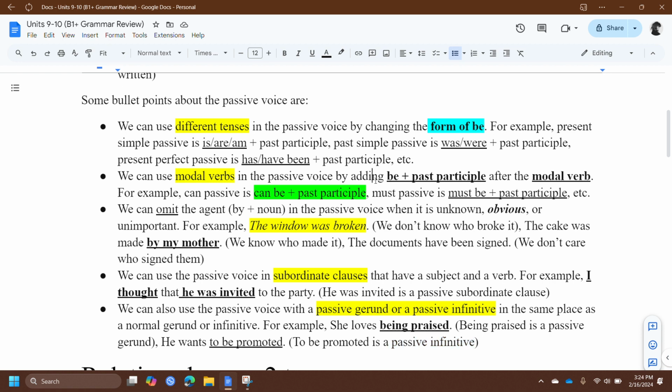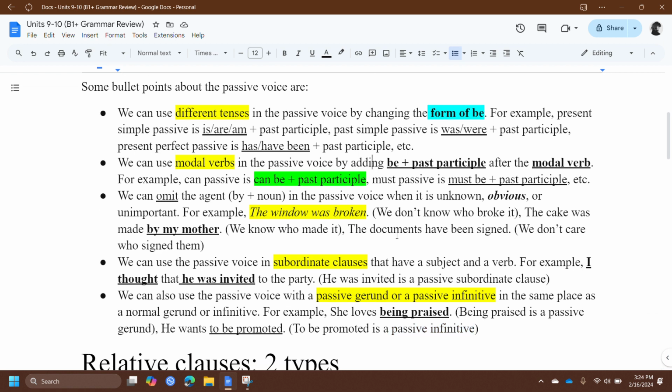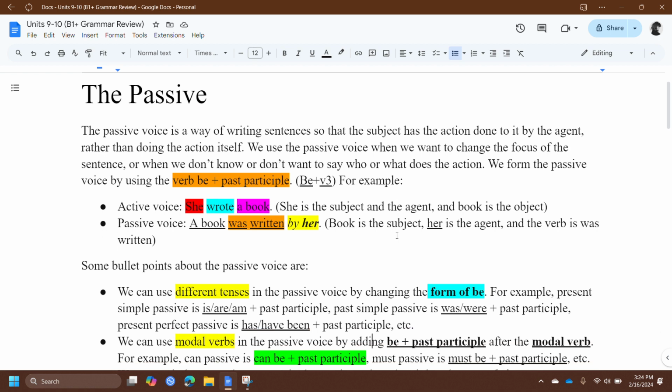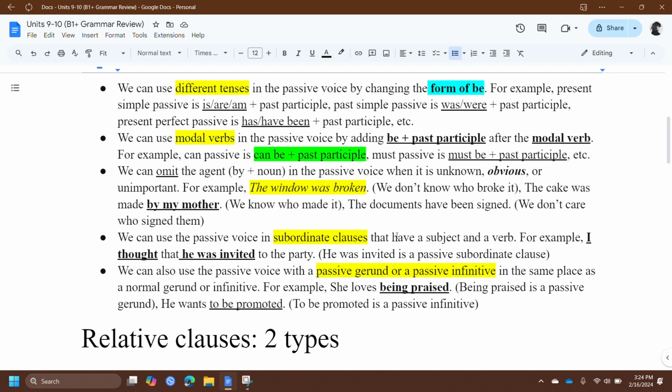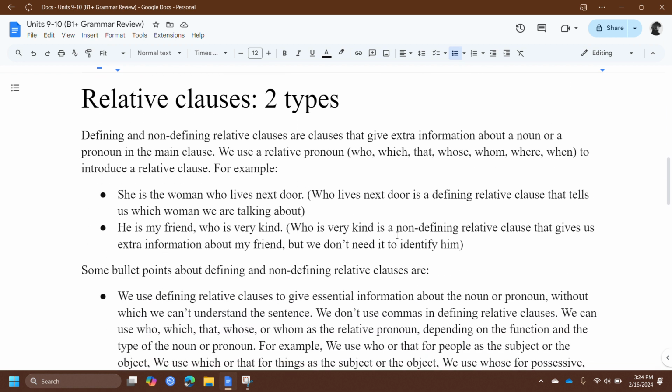Okay, so we are kind of done with the passive voice. If you do have any questions, of course, you can leave them in the comments or just contact me. Now let's move on to relative clauses.